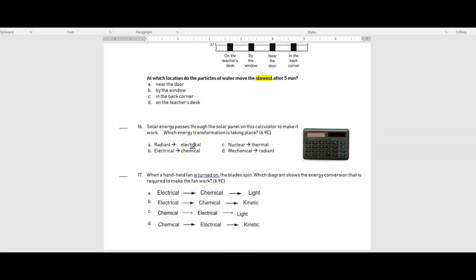Number 16. Solar energy passes through the solar panel on this calculator to make it work. Which energy transformation is taking place? Radiant to electrical, electrical to chemical, nuclear to thermal, or mechanical to radiant? What are we looking at in the solar calculator there?